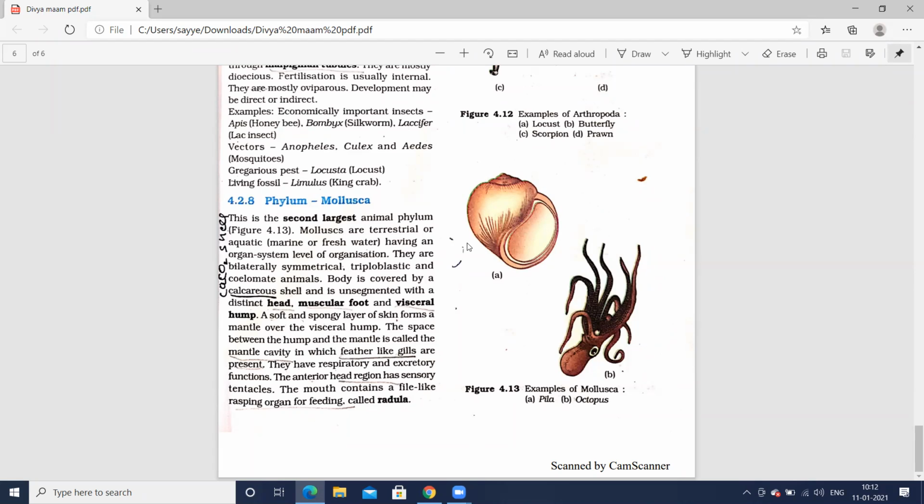What is a hump? Where have you seen or heard of a hump? Camel. Oh, very good. So this is a visceral hump. Most of the digestive, reproductive, excretory, respiratory systems are all present in one particular area. So it becomes a bulk of all the organs, and a hump-like structure forms. This hump is what we call the visceral hump.